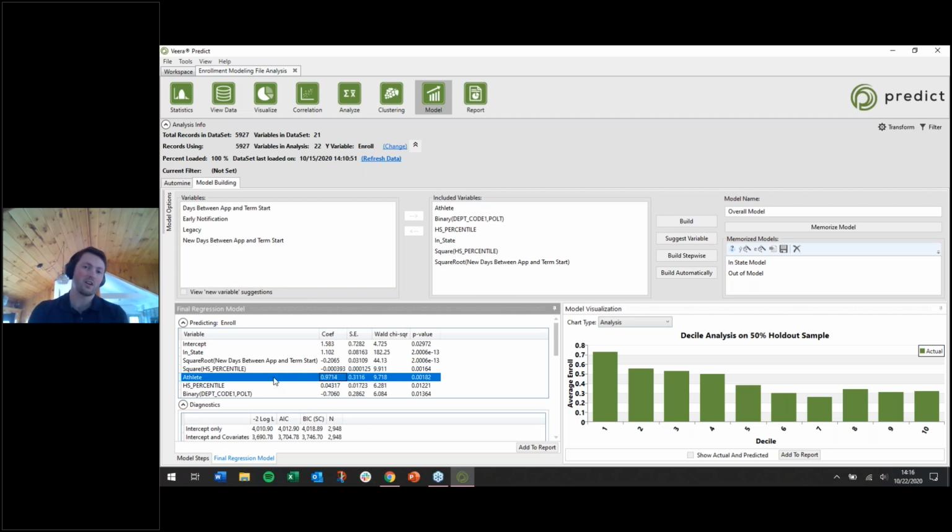That is, as athlete is true or athlete increases, which doesn't make sense for binary, but for something like the days between app and term start, as that increases, if it's positive, that means that your outcome is more likely. Enrollment is more likely when the person is an athlete. And if it's negative, then enrollment is less likely. So in this case, the further out somebody applied, the more days between the application and term start, the less likely they are to enroll.